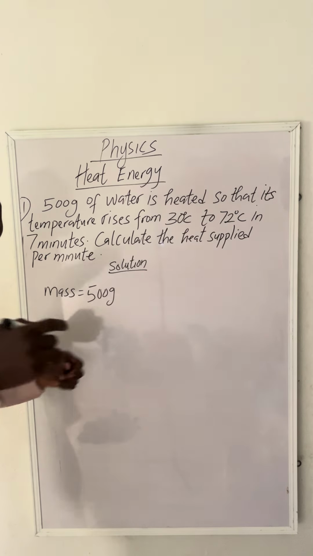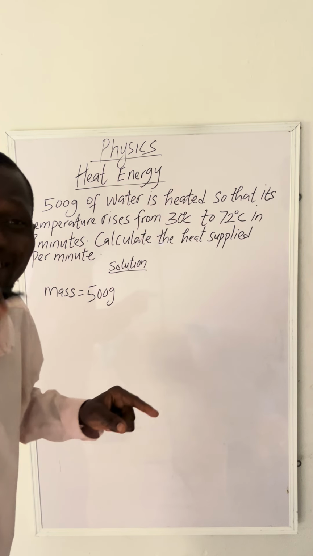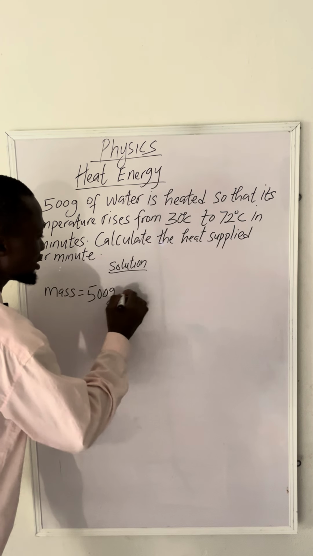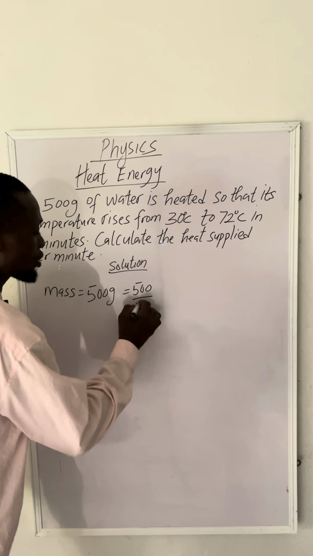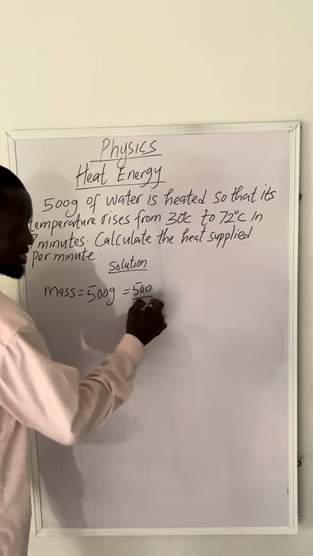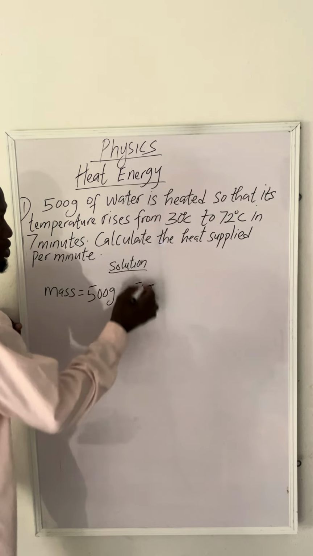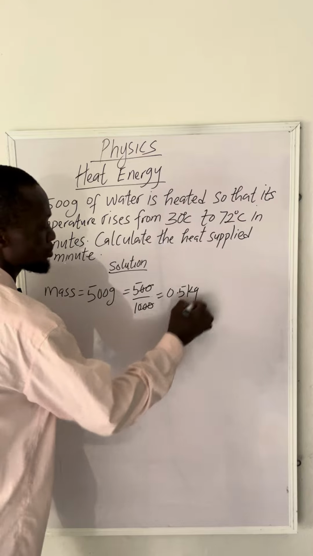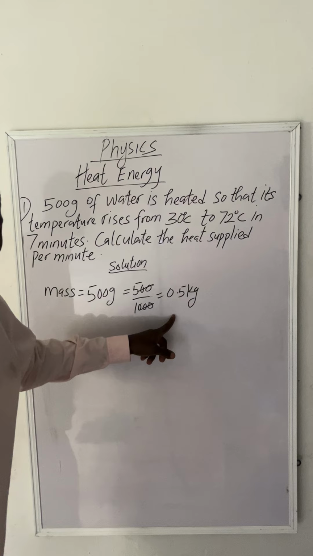So I'm going to divide this 500 by 1000 to make sure that the mass is in kilograms. This is going to be 500 divided by 1000, and that's going to be 0.5 kilogram. Now, our mass is 0.5 kilogram.